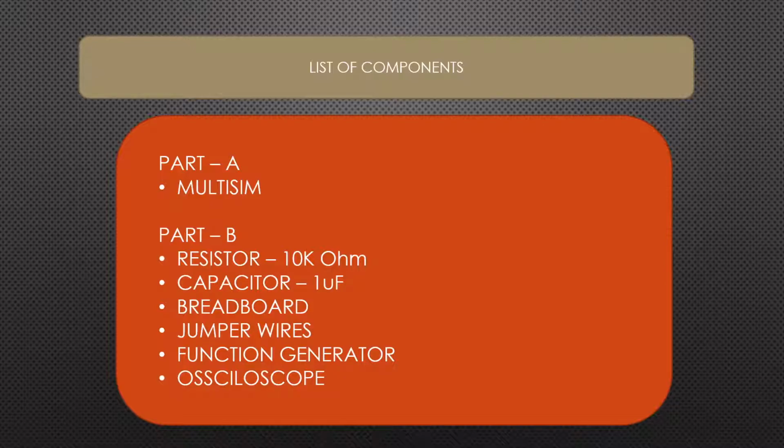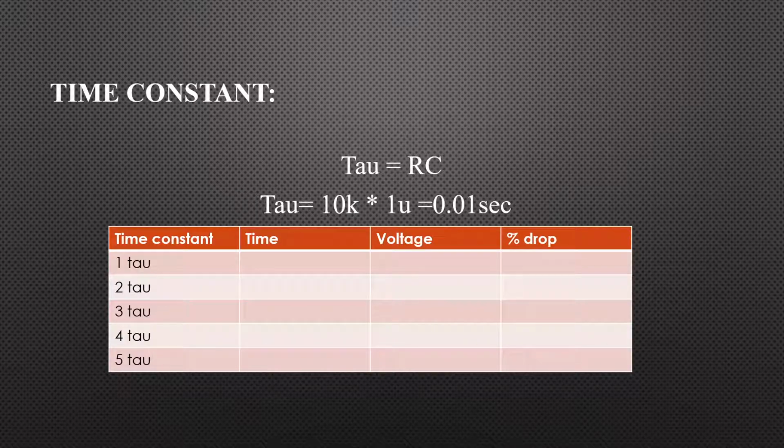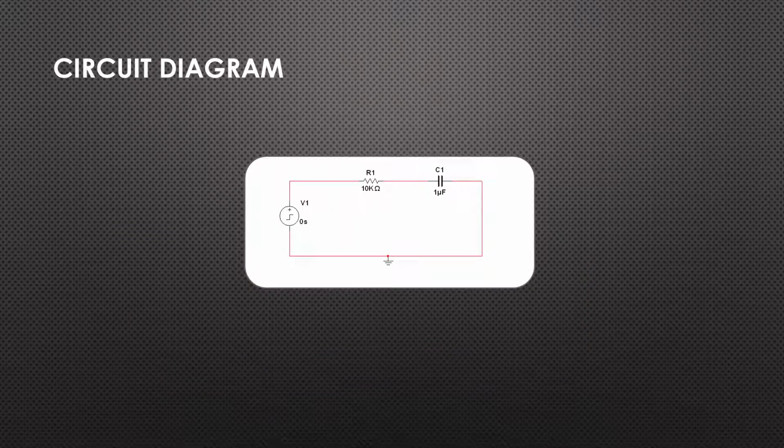So we need a resistor of 10 kilo ohms, a capacitor of 1 microfarad, a breadboard, jumper wires, function generator and oscilloscope. Okay, so this is our circuit diagram in which we are using a 10 kilo ohm resistor and 1 microfarad capacitor. So let's start to make this circuit on Multisim first.